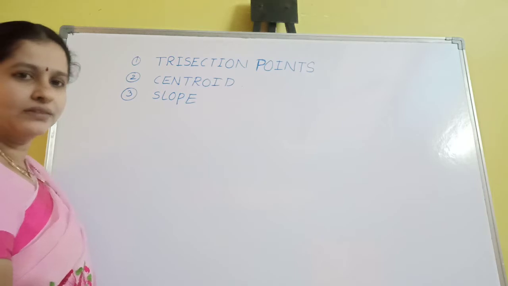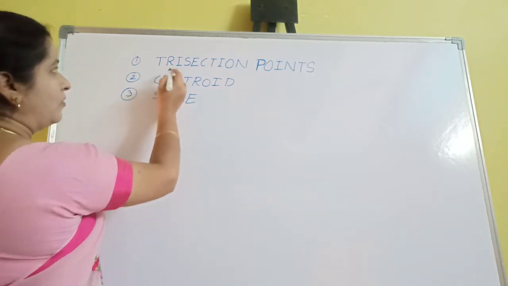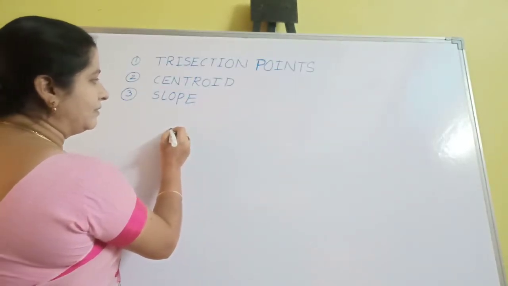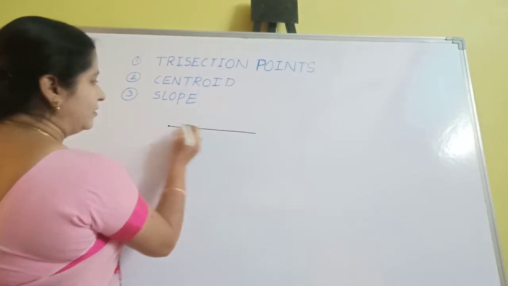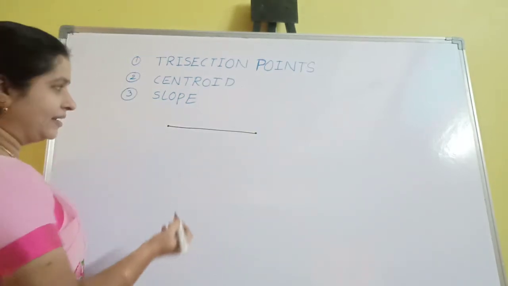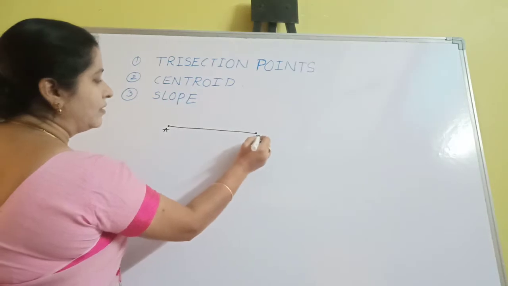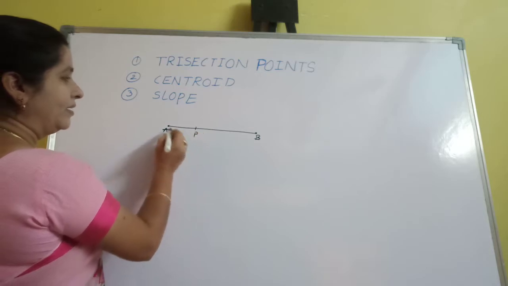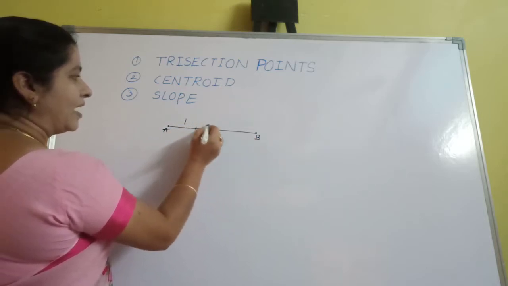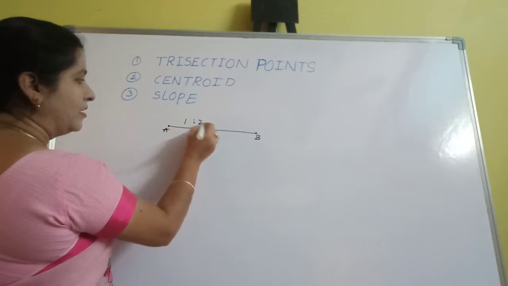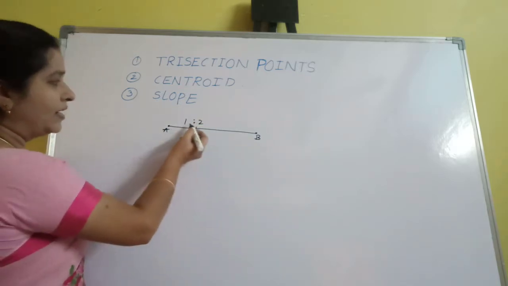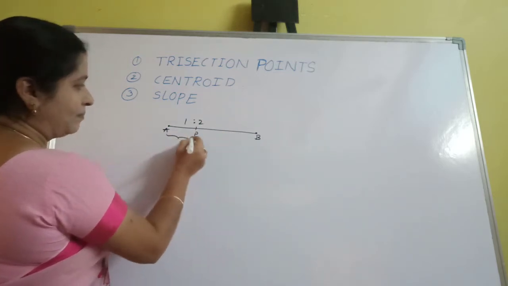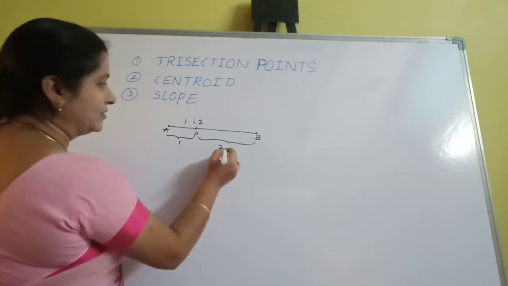Find the trisection points of a line. So what is meant by trisection? What are called trisection points? If the points divide the line in 2:1 or 1:2 ratio. Suppose here we are taking a point P, it divides the line AB in 1:2 ratio. Here AP is one part, PB is two parts.